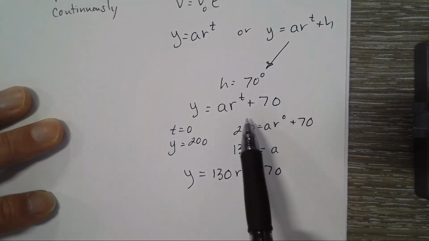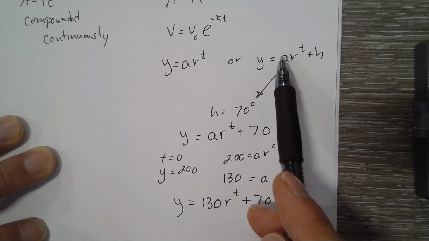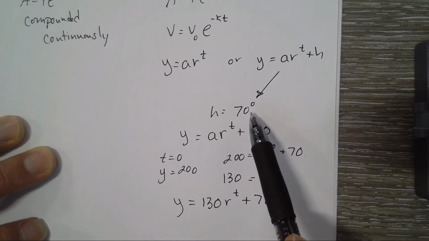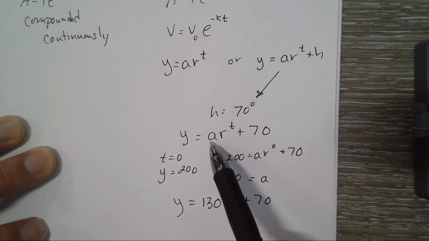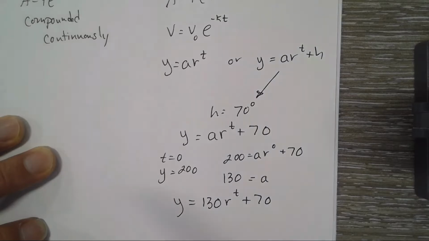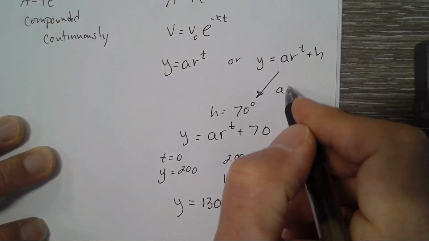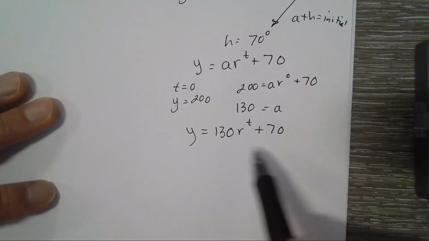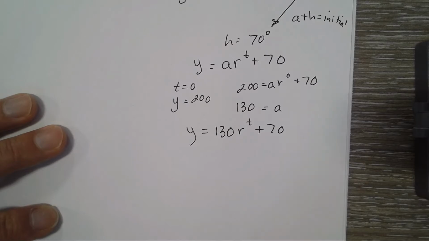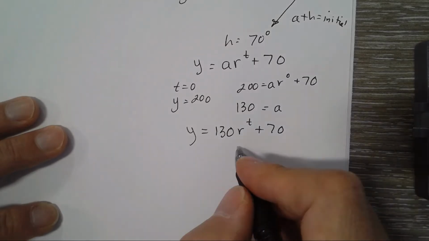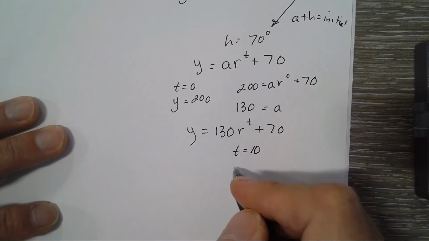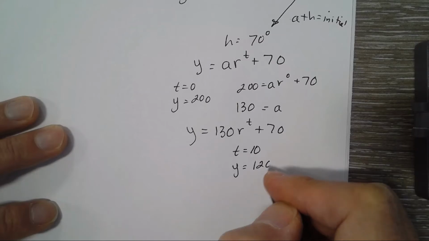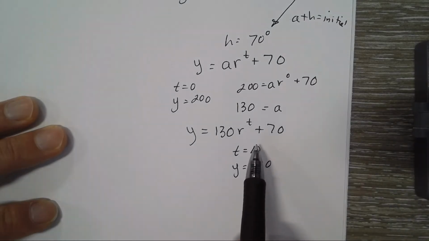So in this situation, a plus h is always going to equal your initial temperature. So if I knew that was 70, I would know right away that a is 130. That's just the way it'll work out. And then we would need one other temperature or value. So let's say after 10 minutes our temperature is 120 degrees. Then you can find out what r is, and from there answer the question.